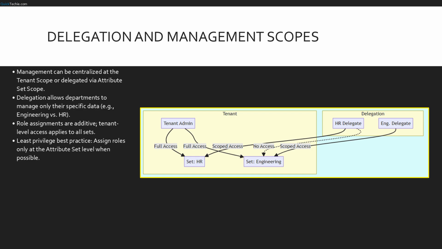This diagram contrasts centralized versus delegated access. The tenant admin on the top has full access to both HR and engineering sets. Below, we see the delegation model. The HR delegate has scoped access only to the HR set, and the engineering delegate only to the engineering set. The dotted line emphasizes that the HR delegate is blocked from accessing the engineering set, enforcing boundary isolation.